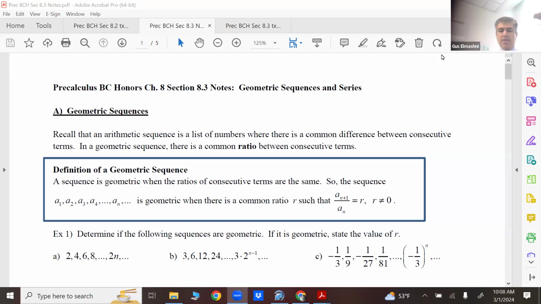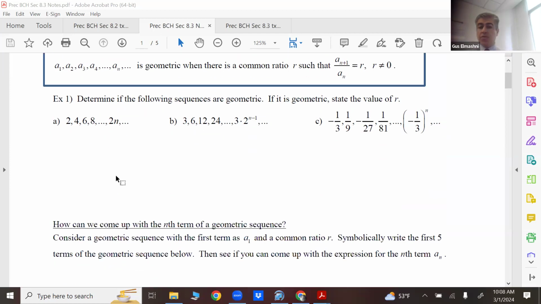So if you take a future term divided by its most previous term, we call that R. So a sub n plus 1 over a sub n will equal R. So in this case, for example 1, we're going to determine if it's geometric, and if it is, state the value of R.